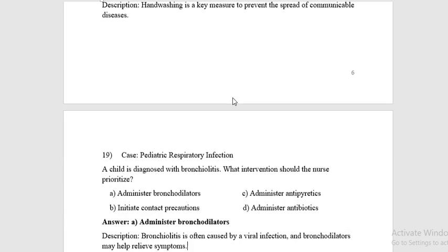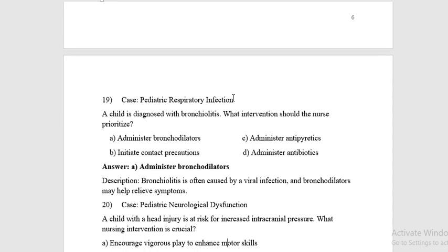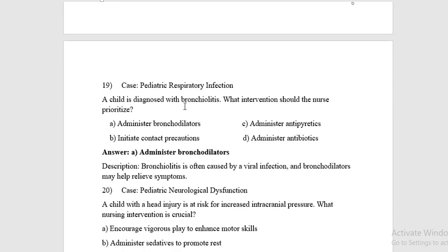Question 19. Case: a pediatric respiratory infection. A child is diagnosed with bronchiolitis. Which intervention should the nurse prioritize? A, administer bronchodilators. B, initiate contact precautions. C, administer antibiotics. D, administer antibiotics. The answer is A, administer bronchodilators.